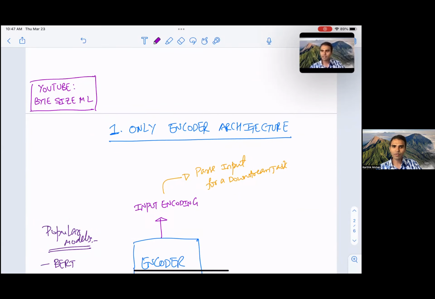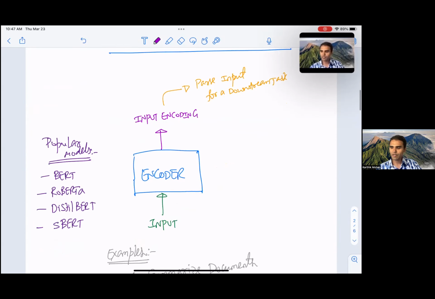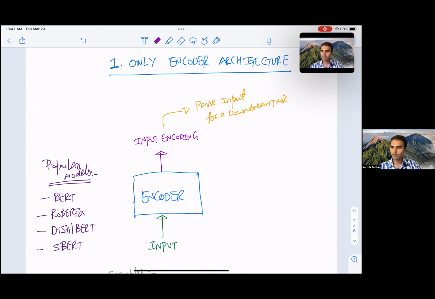So let's look at the only encoder architecture. So we have an encoder, you have an input, typically a sentence, and you get an input encoding, a sentence encoding, or paragraph encoding as your output of this encoder. And this can be used for parsing the input for any downstream tasks, right? For instance, if you want to do sentiment analysis, you encode a paragraph or a review, and then you use an input encoding in a downstream model, and then you can derive the sentiment. Or you can also summarize a document the same way. You can ask extractive question answering the same way.